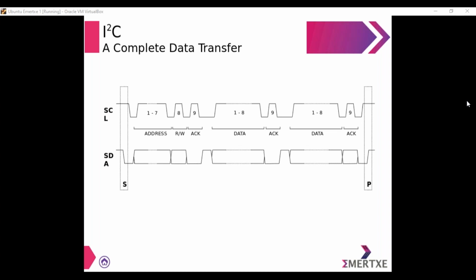Is this project related to the car black box project? Yes, it is related. So you need the knowledge of the I2C protocol. We will use I2C, and we will use UART also in the car black box project. So you need the knowledge of both communication protocols.